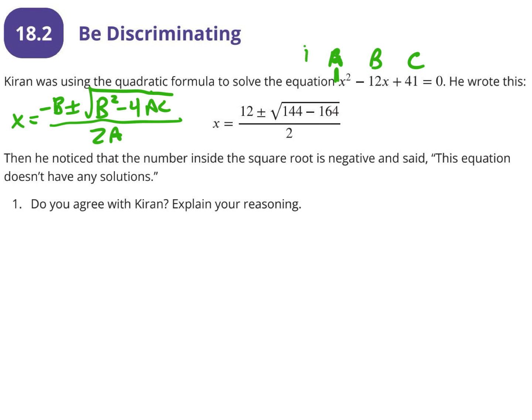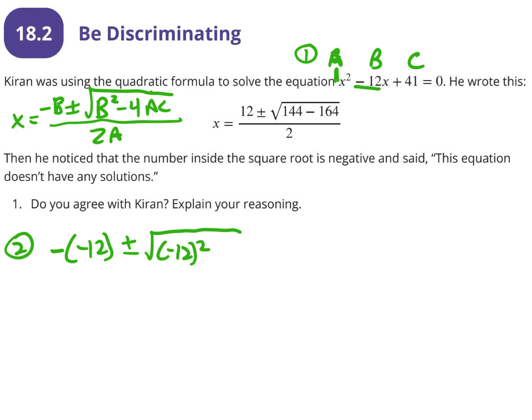Step 1, identify your a, b, and c. Step 2, do your substitutions. So watch how I do my substitution. My b is -12. Be careful. The sign in front of the term goes with the term. So negative of -12 plus and minus the square root of -12 squared minus 4 times a, which is 1, times c, which is 41, all over 2 times a.